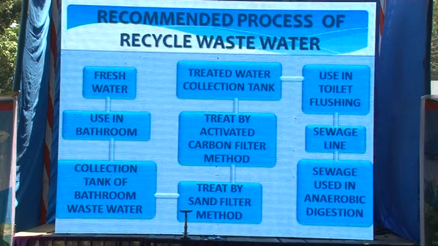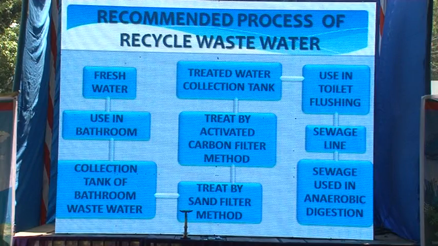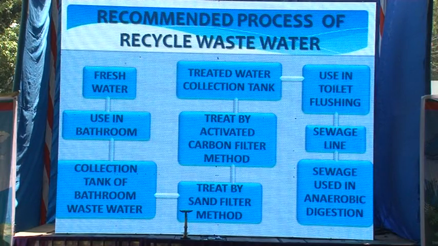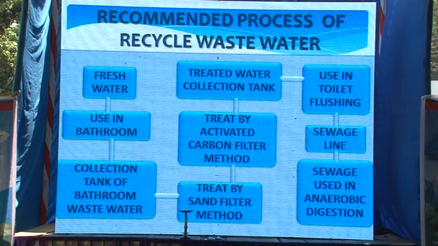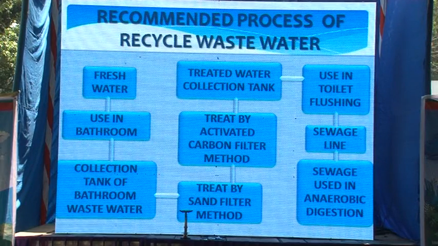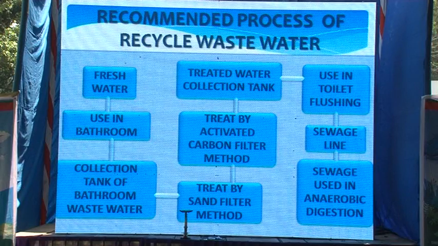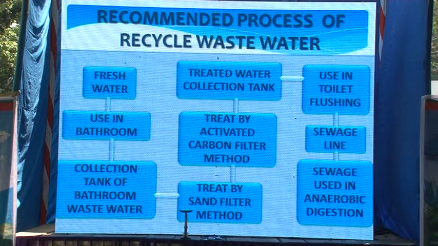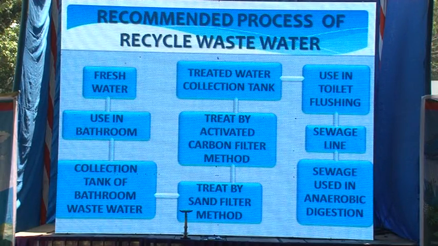The recommended process of recycling wastewater starts from fresh water using the bathroom, then a collection tank of bathroom wastewater, then treatment by sand filter and activated carbon, and the treated water is used for toilet flushing. Then it goes to the anaerobic digester.